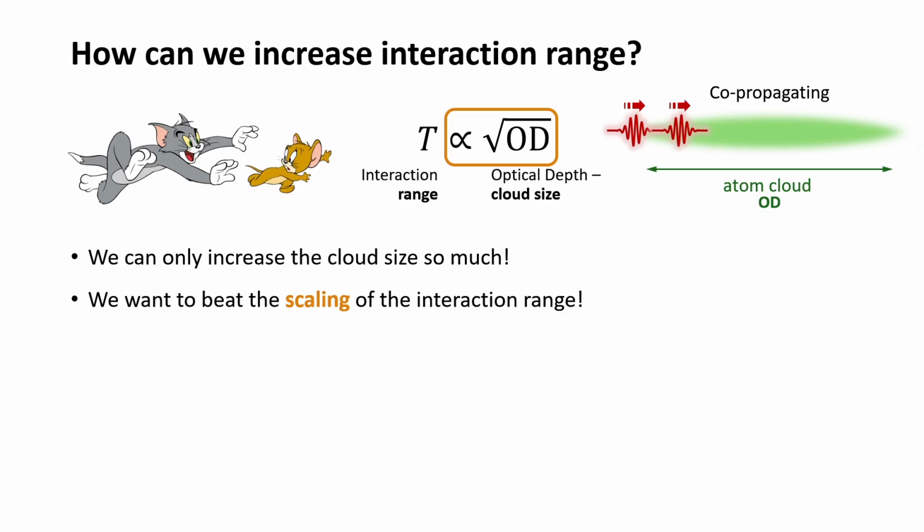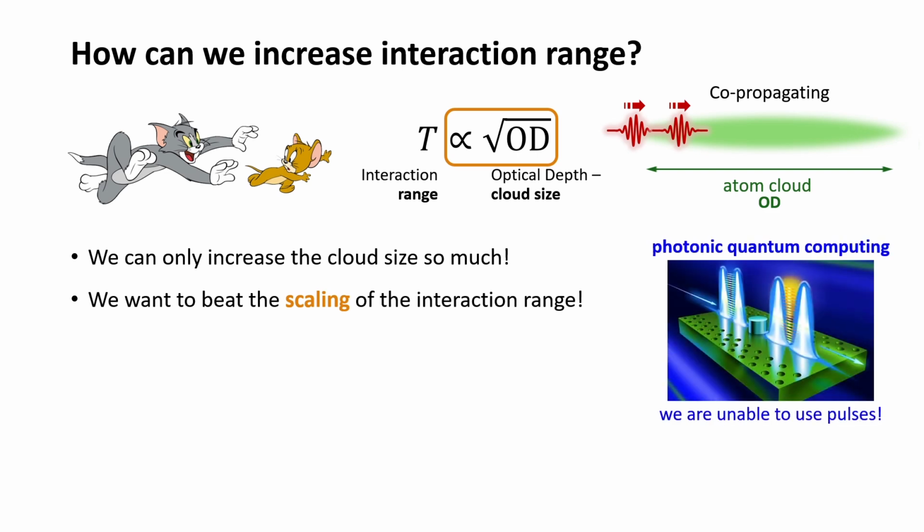So we want to change the way the interaction range depends on the cloud size. We want to beat this scaling, we want to have some different expression. And back to our motivation, if we want to build a quantum computer, we need to have this interaction between photon pulses. But in this system, because of this dependence of the square root, there's a fundamental limitation that prevents us from using pulses. So this system is useless for quantum computing.